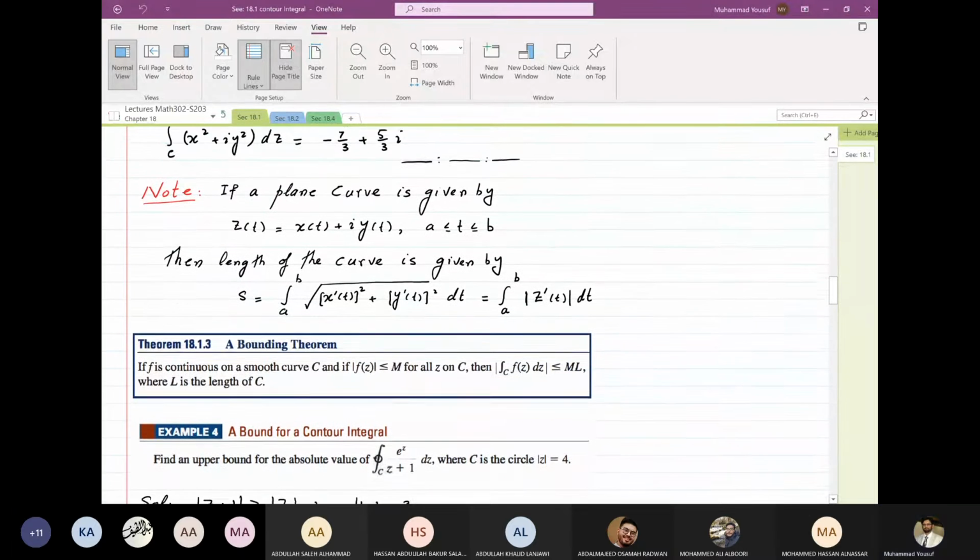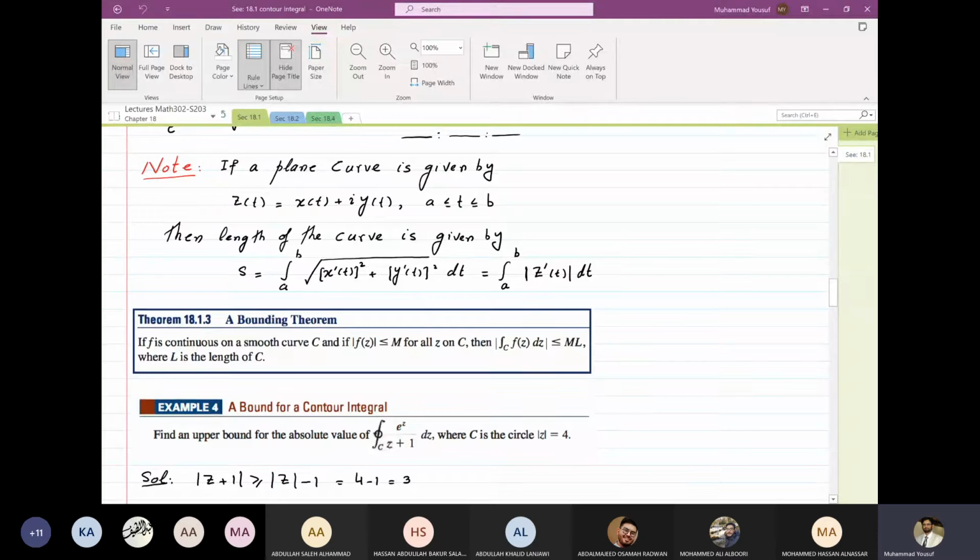Now, the next thing we are starting from today is this note. In this note, we are trying to find the length of the curve. If a plane curve is given by z of t equal to x of t plus i y of t, t is from a to b, then the length of the curve is given by the integral from a to b of the square root of x prime t squared plus y prime t squared dt, or the absolute value of z prime dt.